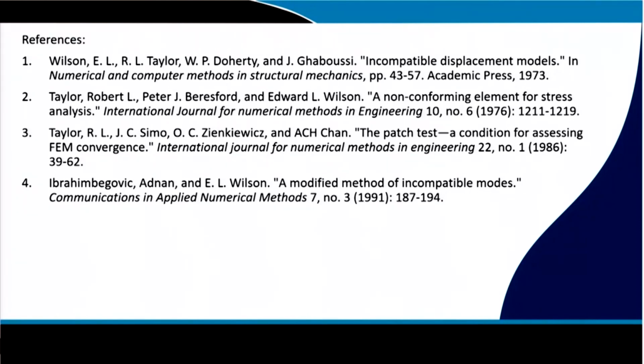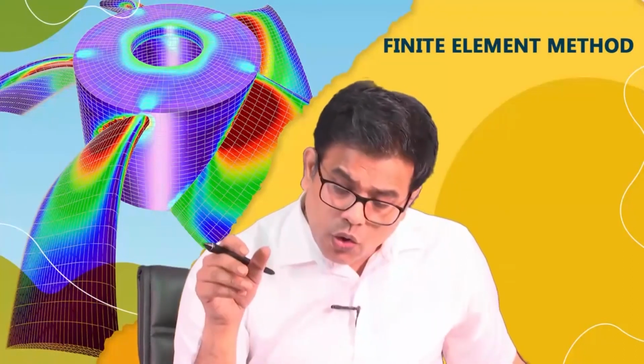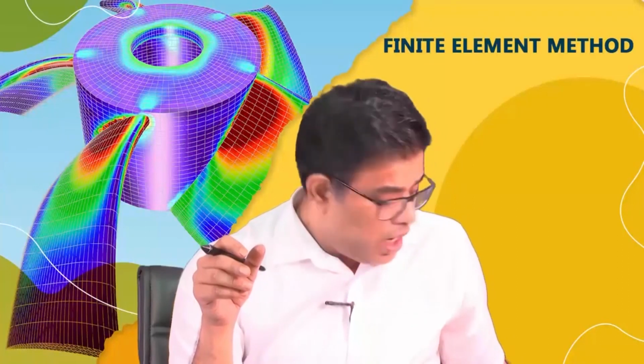So this completes our shear locking part. In the next lecture onwards, we will start volumetric locking. So thank you.